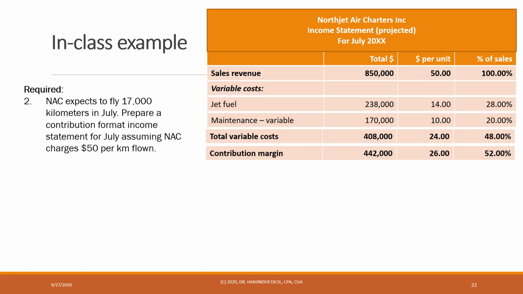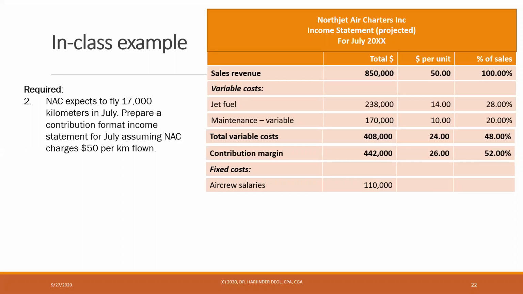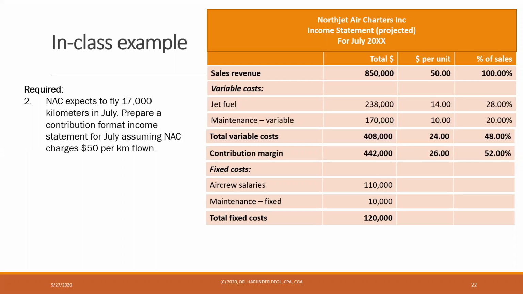Once we have accounted for all of our variable costs, then this 3-column format would not continue because your fixed cost is not tied to the activity level. So now in order to complete our contribution format income statement, we need to account for our fixed cost. So the first one that we knew of is our air crew salaries of $110,000, and the maintenance also had a fixed piece of $10,000 that we are accounting for here. Our total fixed cost is $120,000.